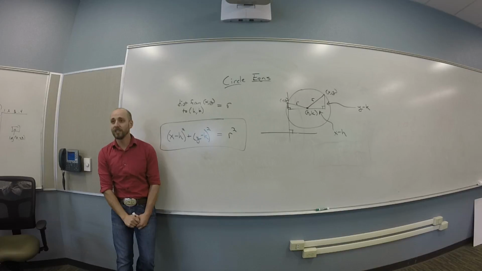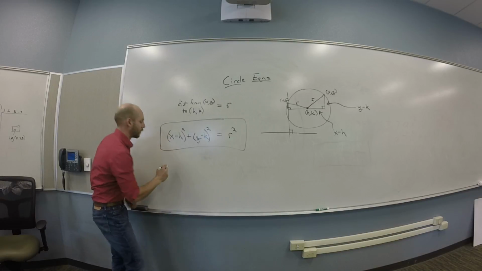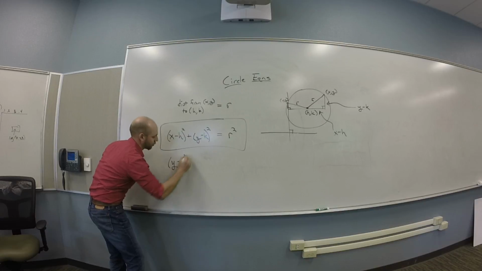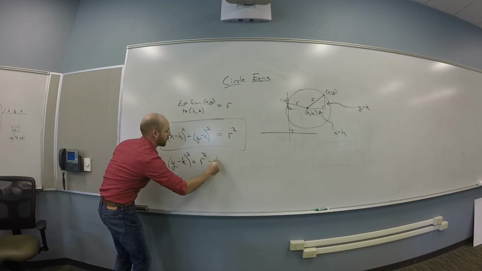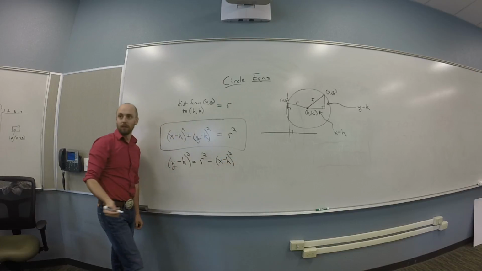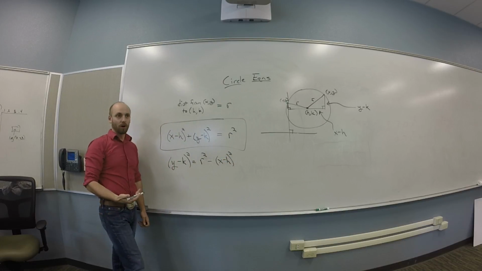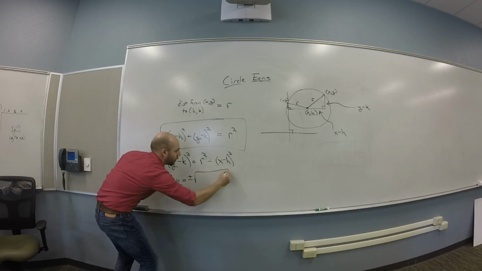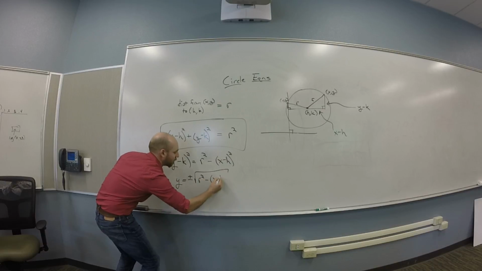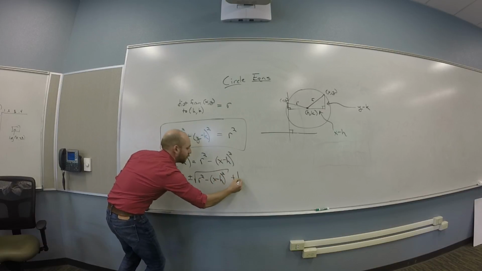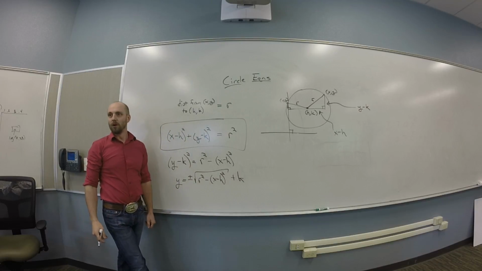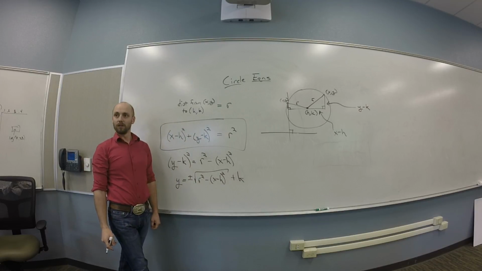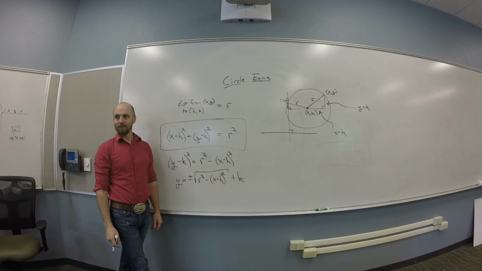So if I try to solve this for y, that would be me trying to make this thing into a function. I'd get y minus k squared is r squared minus x minus h squared. Then I'd square root both sides, and then add k. So I'd get y is plus or minus the square root of r squared minus x minus h squared, plus k. Why is this thing not a function? Because of the plus or minus. Good, because it's two functions.